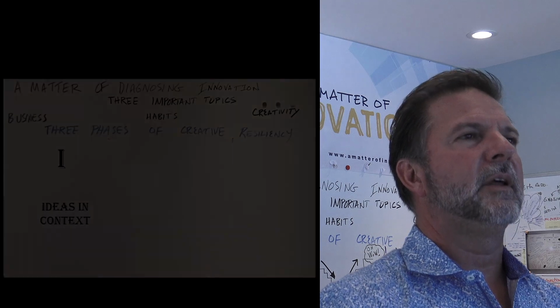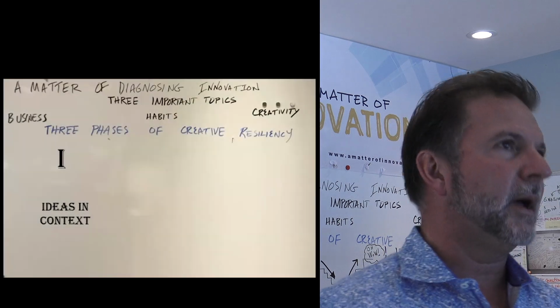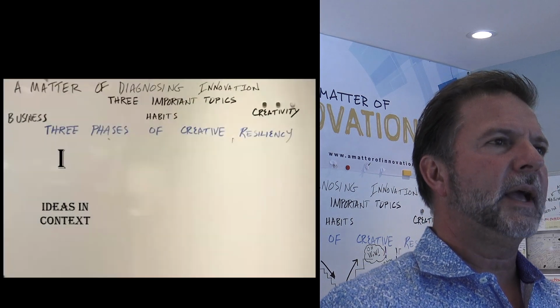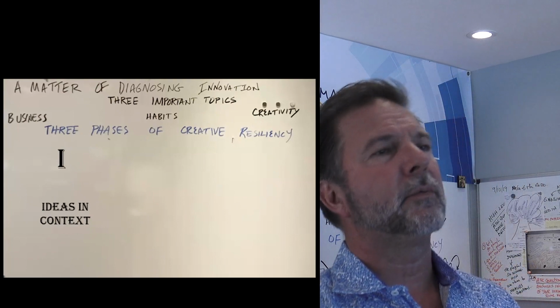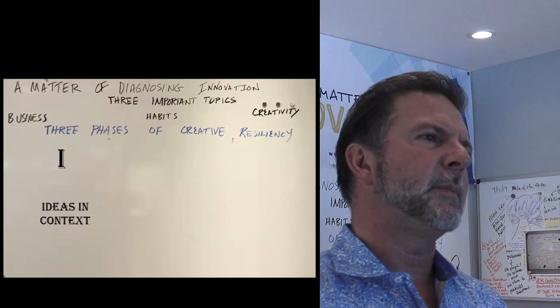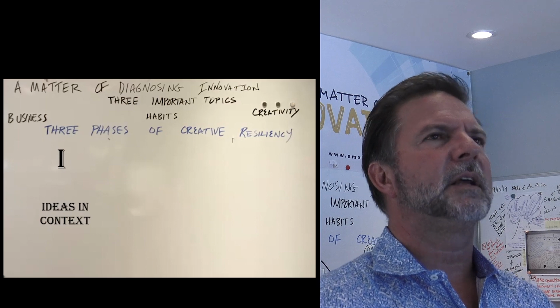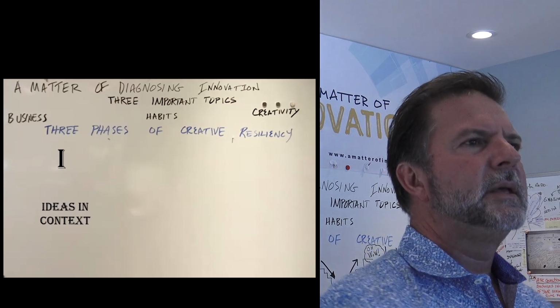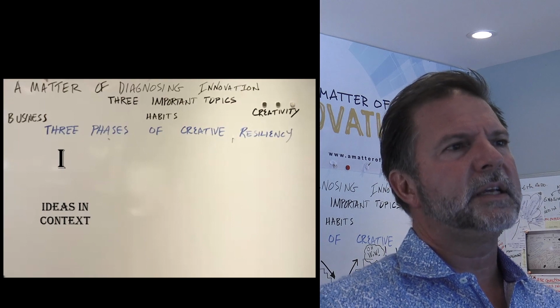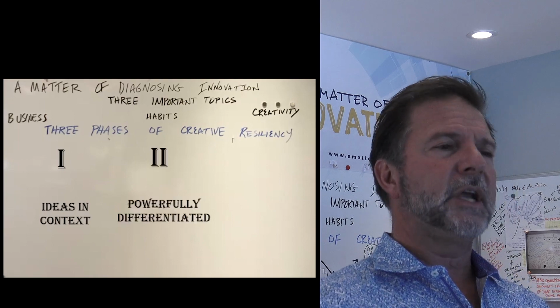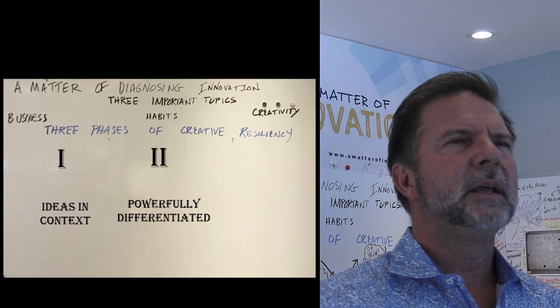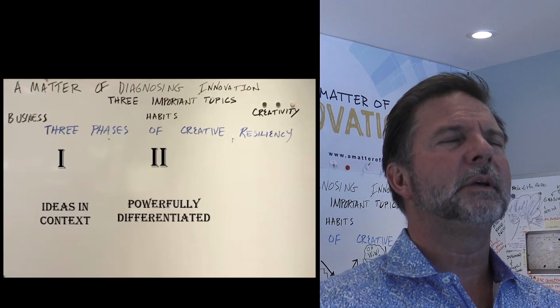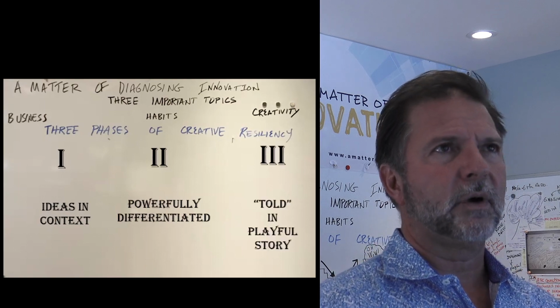Right, well, so we are looking at the third of our talks. Now we're going to look at the three phases of creative resiliency. As we begin, the first phase is going to be about getting our ideas into context. Second, we're going to have those ideas be powerfully differentiated. And then finally, those ideas are going to be told inside of playful stories.